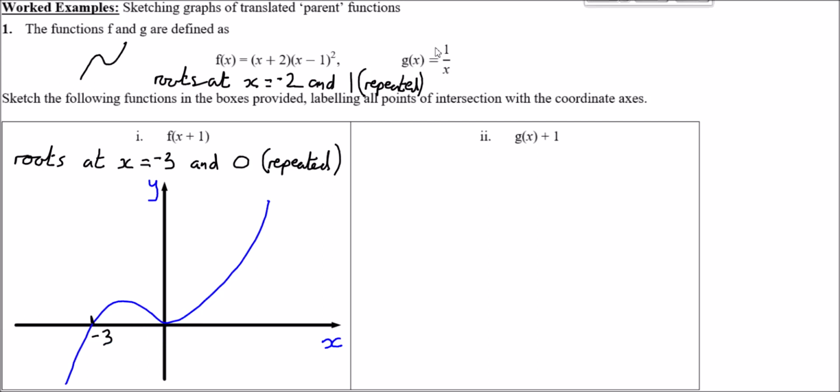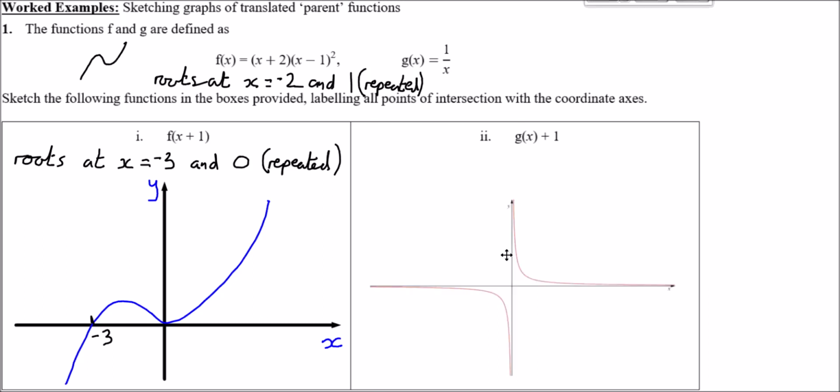We now have g of x to consider. So for g of x, which is 1 over x, we need to consider what g of x plus 1 would look like. For a moment, I just want to return to the previous lesson. This is a reciprocal graph. So we need to know almost offhand really what the characteristic shape of 1 over x looks like. So to remind you from the previous lesson, it's going to look something a bit like this.